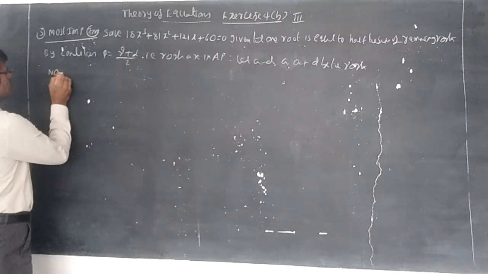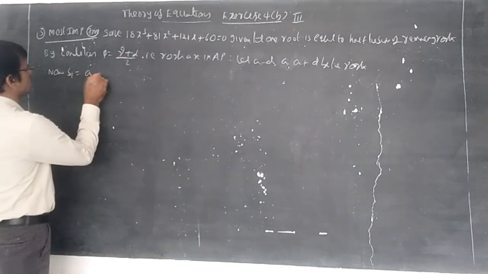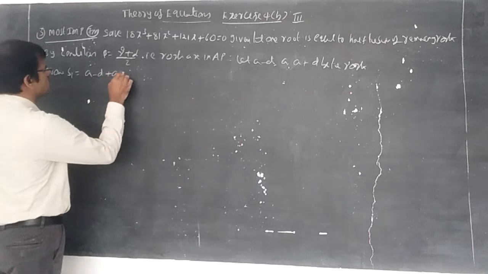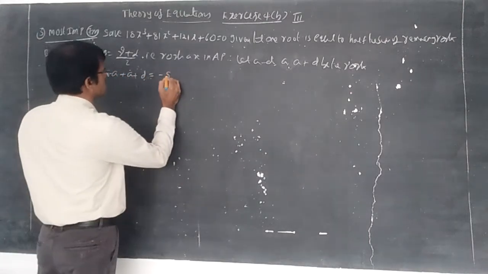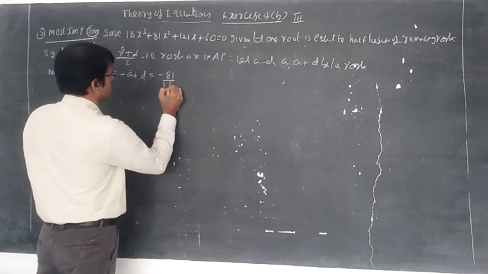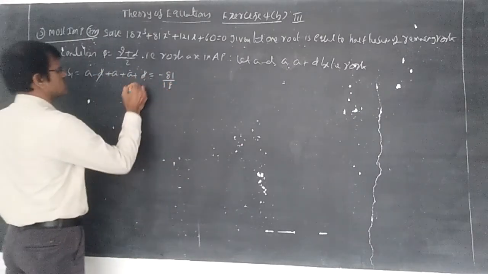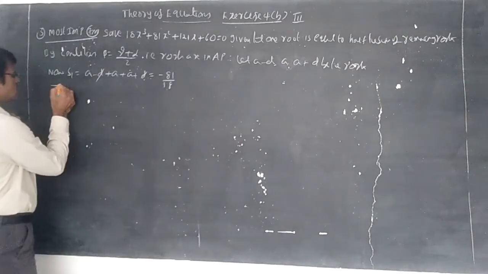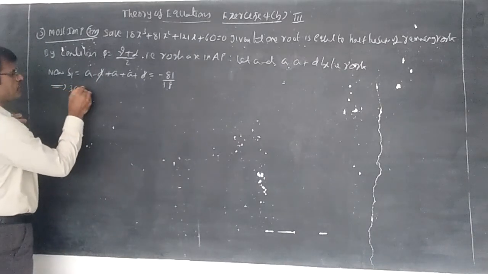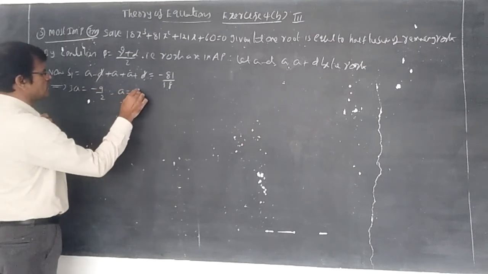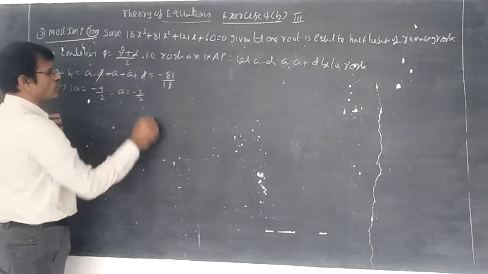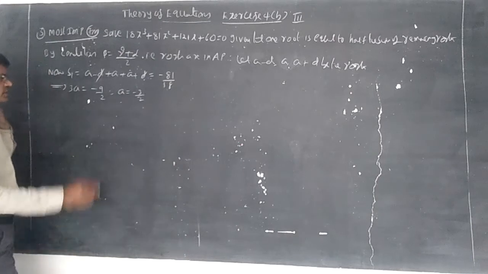Now, S1 is equal to a minus d plus a plus d, so it can be written as minus 81 by 18. Minus d and plus d will be getting cancelled. 3a is equal to minus 9 by 2. So a is equal to minus 3 by 2. So one root we decided.